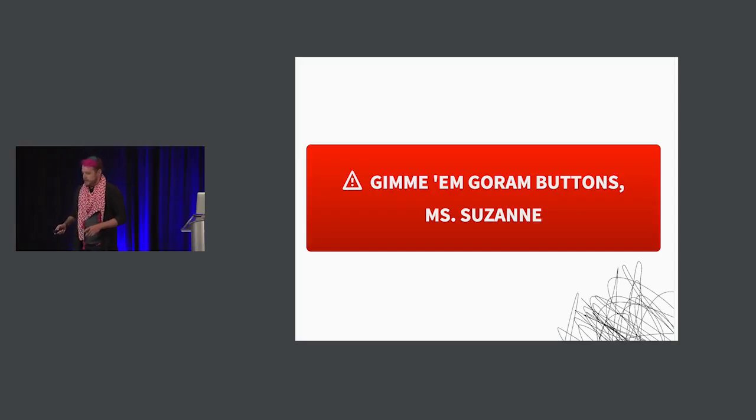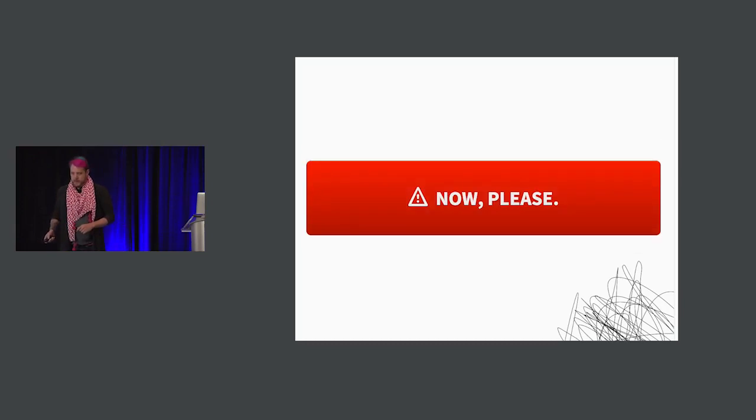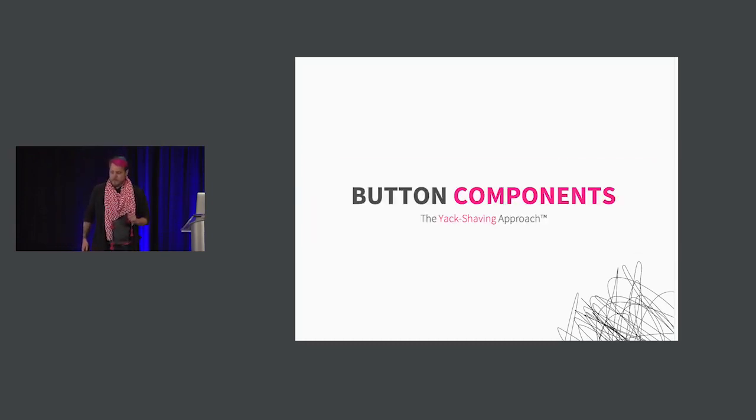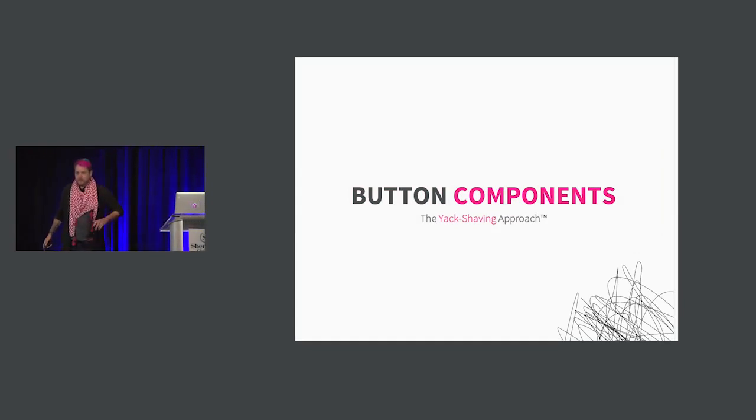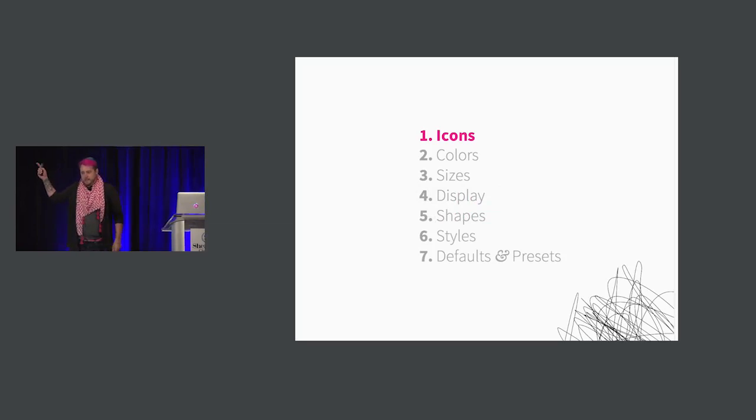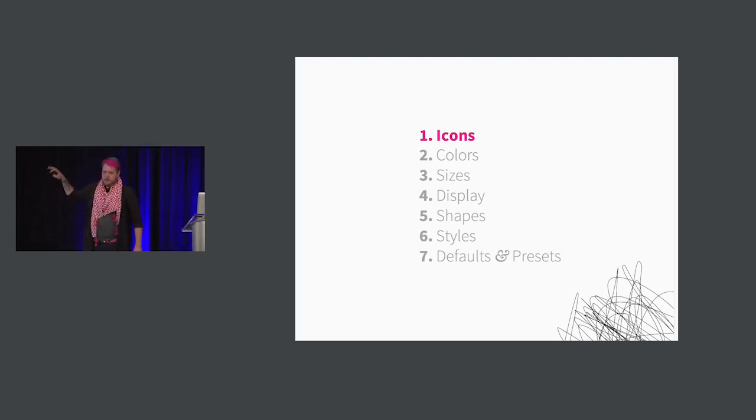Oh, I was going to get to buttons. Okay, so we'll do that now. So button components, I'm going to do this the yak shaving way because that's how I work. So we're going to start with icons, and then we're going to deal with colors, and basically we're going to build a plugin for each of these things because that's how I do. And so some of these, even if you don't want buttons, you might still want icons on your site. You might still want to use some of the color stuff.